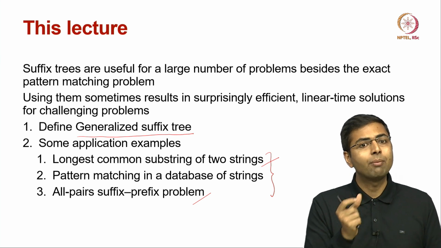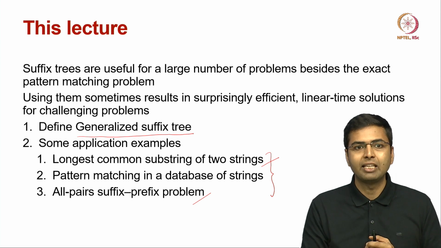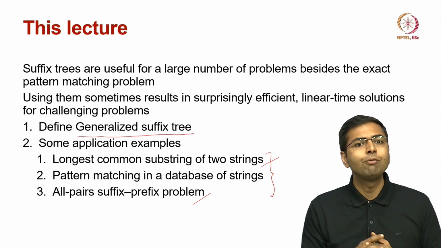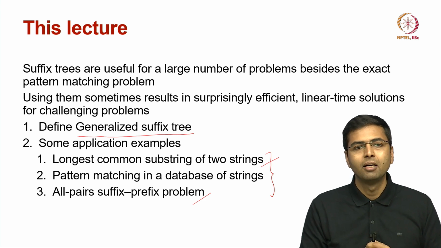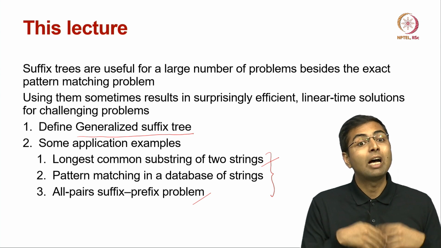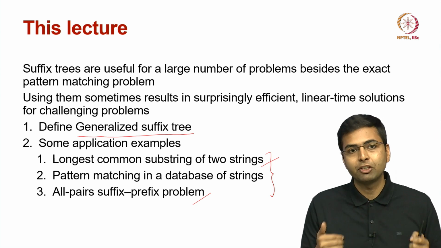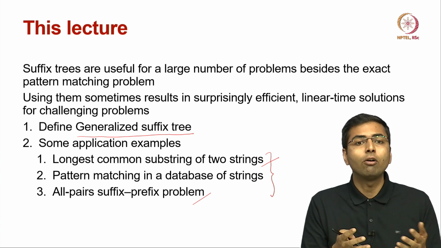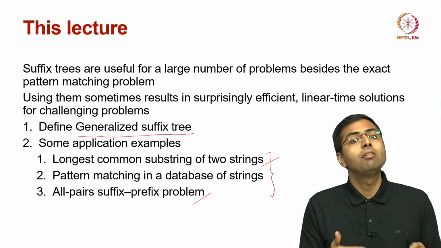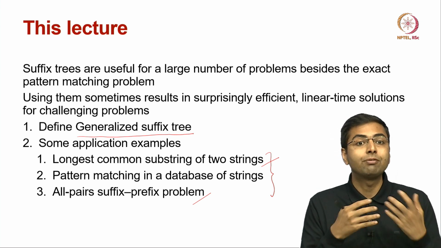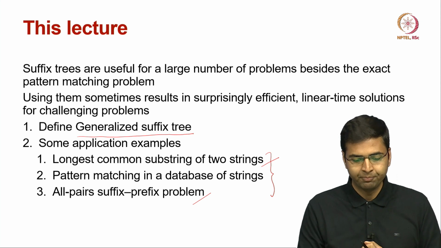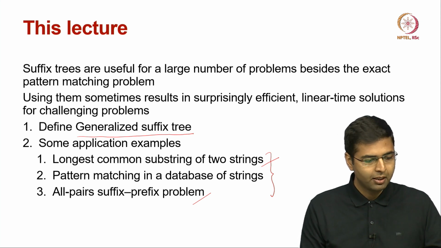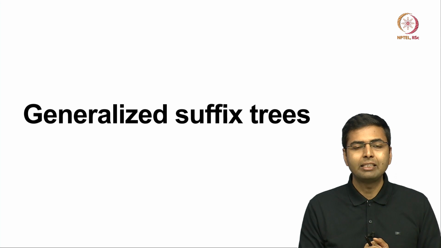And this is just a small number of applications. There are many applications that suffix trees enable, but these three examples will give you a flavor of what suffix trees are capable of. Now to appreciate the power of suffix trees, we will also try to understand the algorithms without suffix trees. So suppose there is no suffix tree, what would be a naive algorithm, or what would be another algorithm that you would think of without suffix trees, and then we will see how suffix trees help and give us much faster algorithms for these problems. So let us start by understanding what generalized suffix trees are.